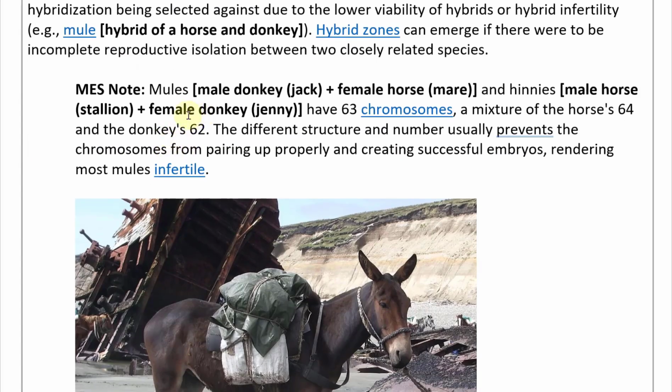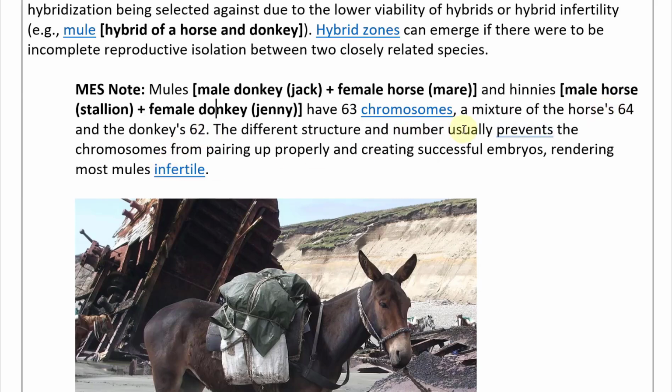Note that mules are a male donkey, or jack, plus a female horse, which is a mare. And hinnies, just to go over, are a male horse, which is a stallion, plus a female donkey, which is a jenny. So a hinny is a hybrid of a male horse and female donkey, and mules are a male donkey and female horse, or jack plus mare, and hinnies are stallion plus jenny. Mules and hinnies have 63 chromosomes, a mixture of the horse's 64 and the donkey's 62.